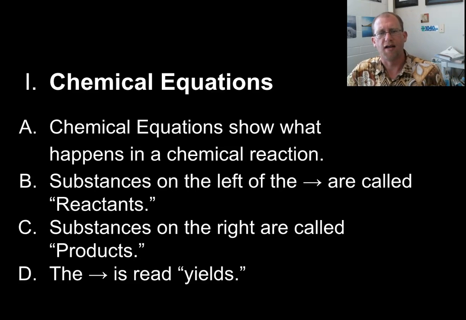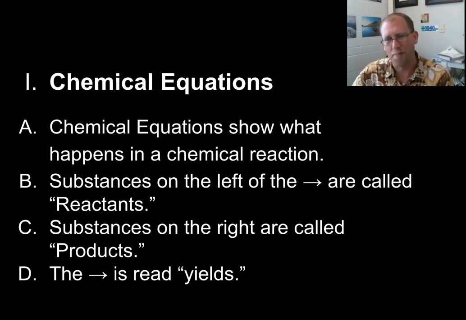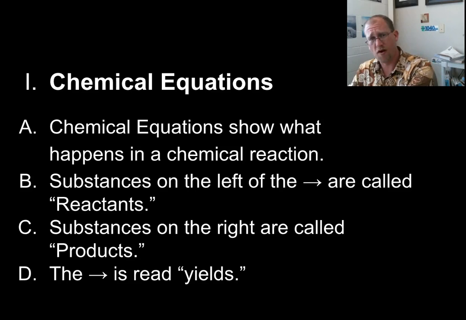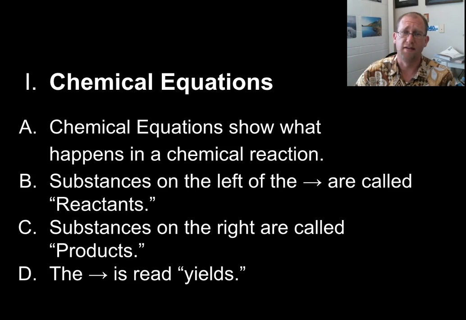Here we go. Chemical equations show what happens in a chemical reaction. Substances drawn on the left we call reactants. Substances drawn on the right we call products. And the little arrow that we draw between the reactants and the products we say yields. That's the yields sign. So A plus B yields C plus D. The A and the B are my reactants. They're what's reacting together. And the C and the D are the products. That's what is produced, what I've made.